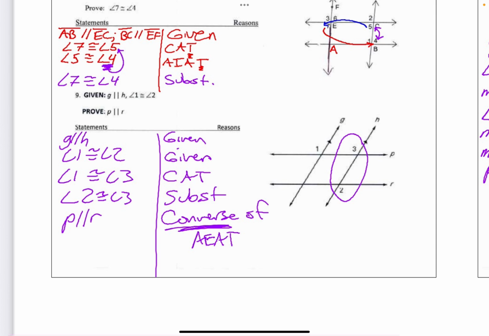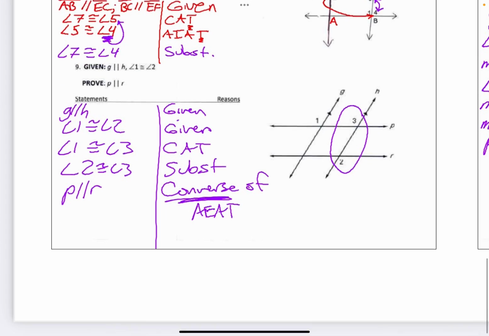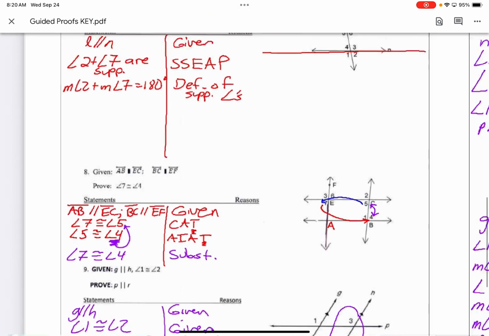So in this case, converse of what is AEAT? Yeah, alternate exterior angle theorem, since 3 and 2 are alternate exterior instead of corresponding. But make sure you say converse. If you don't say converse, then you're using the wrong theorem and it doesn't actually prove those lines are parallel. All right, number 10.